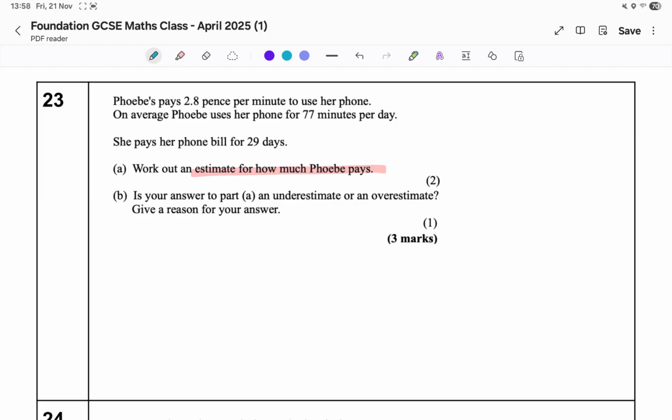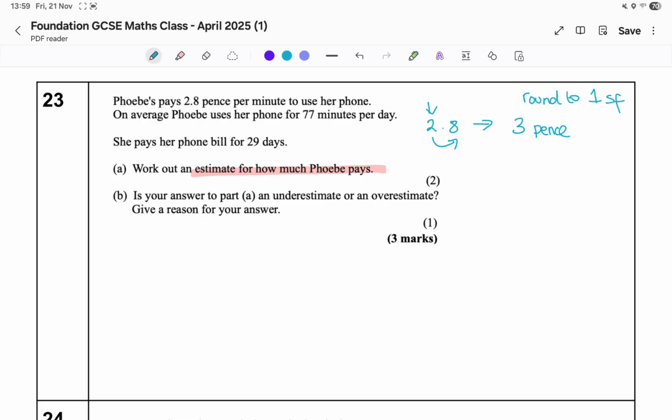So with these questions, you always round to one significant figure. So I can see 2.8, she pays 2.8 pence. If I'm rounding that to the first significant figure, there's my first significant figure. Look at the next number. I'm going to round it up to 3. That's going to become 3 pence.